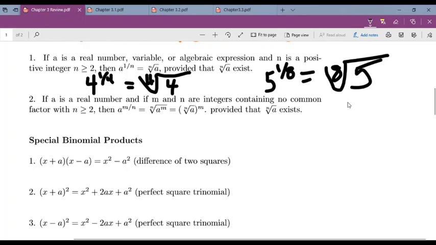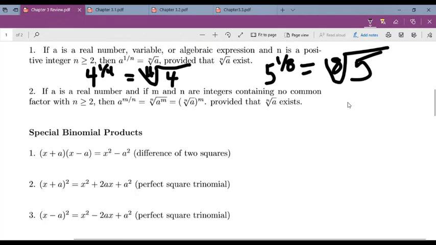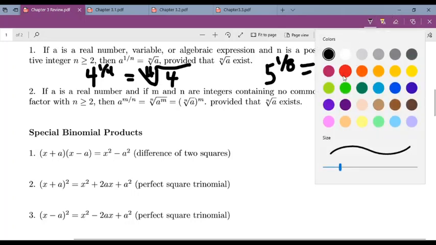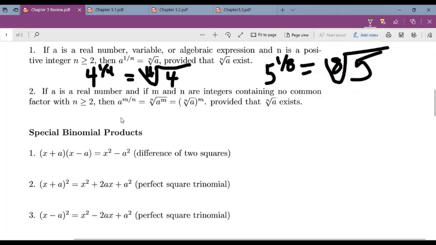Okay. Property 2 says a is a real number, and if m and n are integers containing no common factor with n greater than or equal to 2, then a raised to the m over n is the same thing as the nth root of a to the m, or the nth root of a, all raised to the m, provided that the nth root of a exists. Okay, a little bit of a tongue twister there. So for this one, let's do something simple. Let's say 2 raised to the 5 over 4.